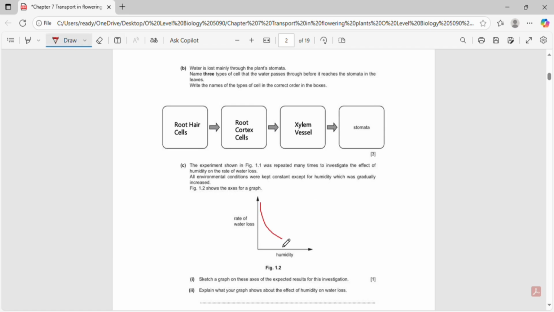Well, we'll draw it as a downward slope. That's because as humidity increases, the difference in water vapor concentration between the inside and the outside of the leaf becomes smaller, so the rate of transpiration decreases. The key point, the graph shows a negative relationship where water loss goes down as humidity goes up. And remember, it should be a curve, not a straight line.